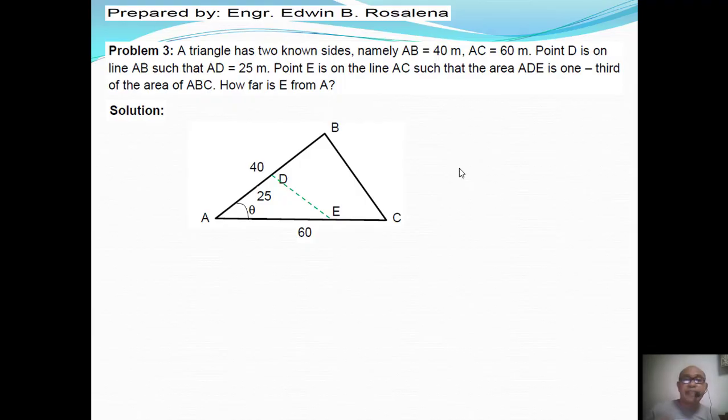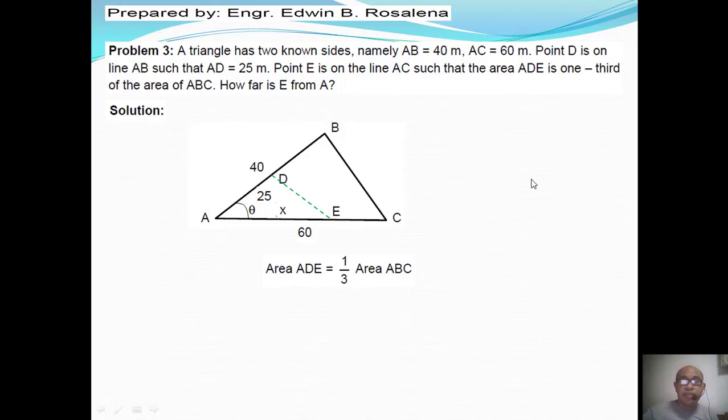So, we will now analyze how to answer the question. So, the question here is the distance AE, no? How far is E from A? So, we will call it X. So, given that area ADE is 1/3 of area ABC. So, area ADE is 1/3 of area ABC.